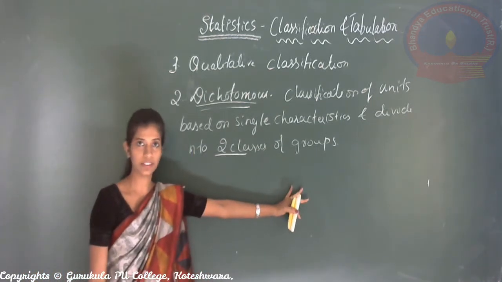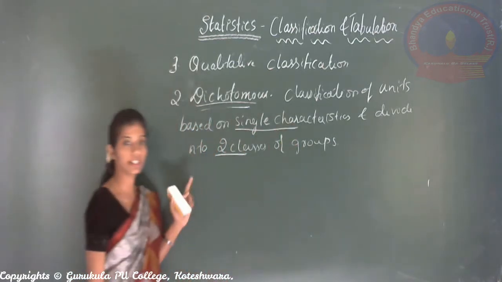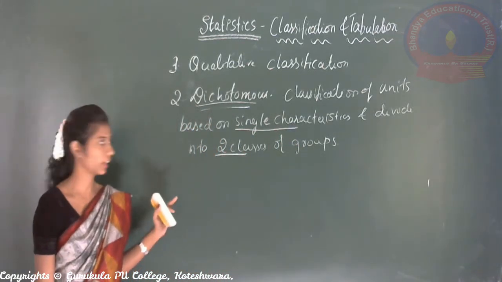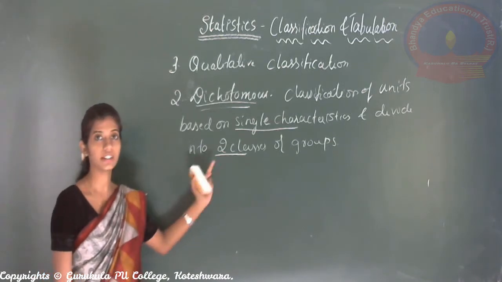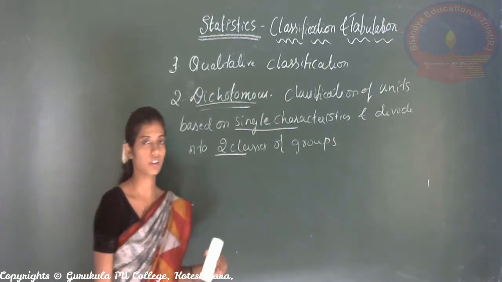Then how many characteristics I have to take? Only a single characteristic I have to take. So I can divide it into two groups. Then we call it as dichotomous.